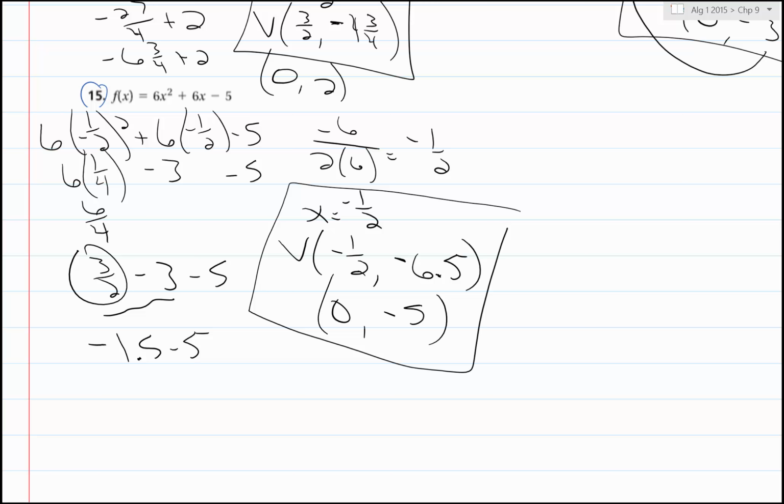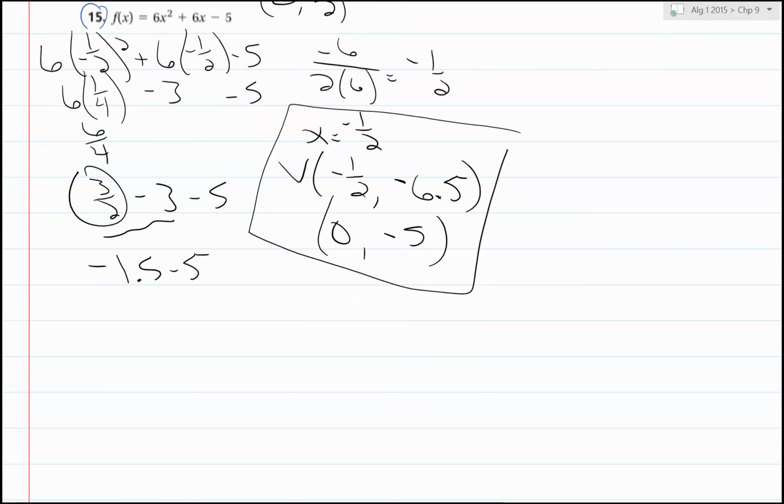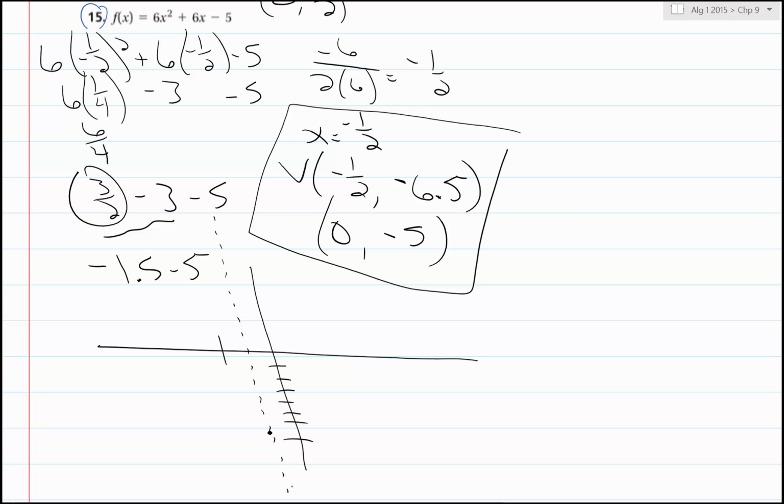So last thing for your round table, I do want you to take this information and graph it. So how would I do that, even if it's a fraction? Well, I'm going to go negative 1/2 and down 6.5. 1, 2, 3, 4, 5, 6, and 7. So I know to split this difference here. This is my axis of symmetry right down the middle. And 0, negative 5. 1, 2, 3, 4, 5. It's me right here. And the reflection of it.